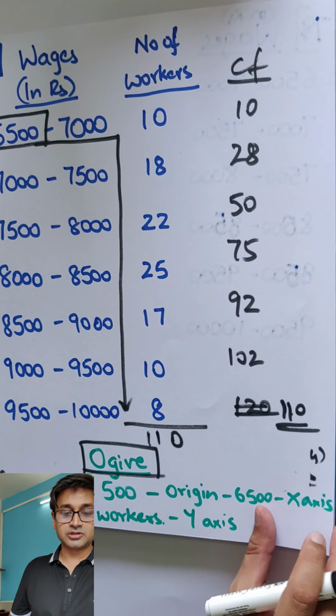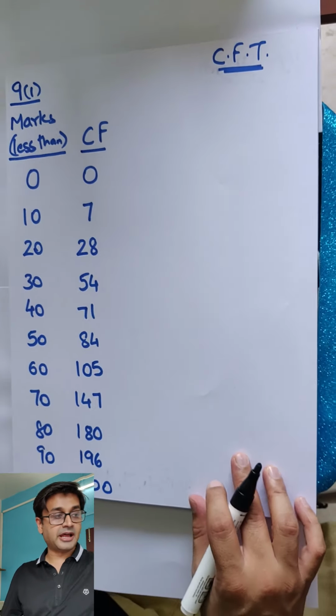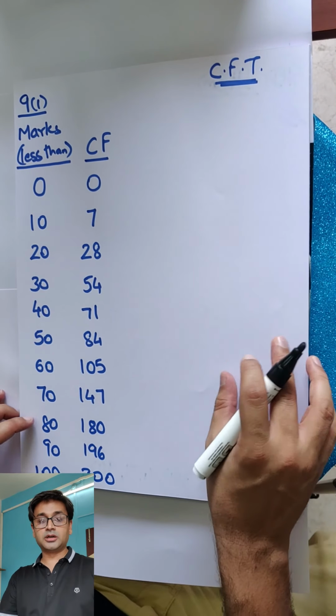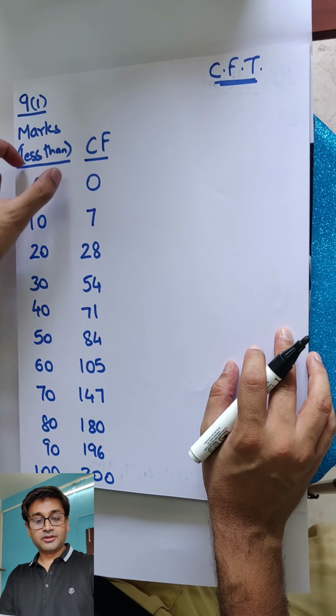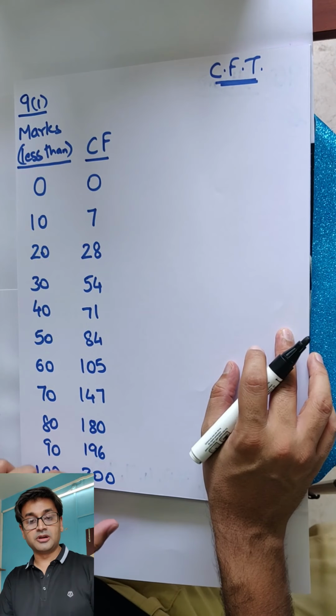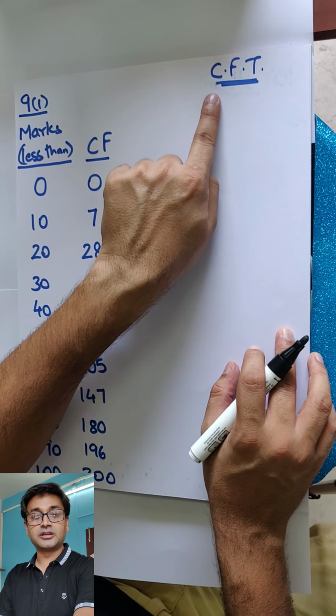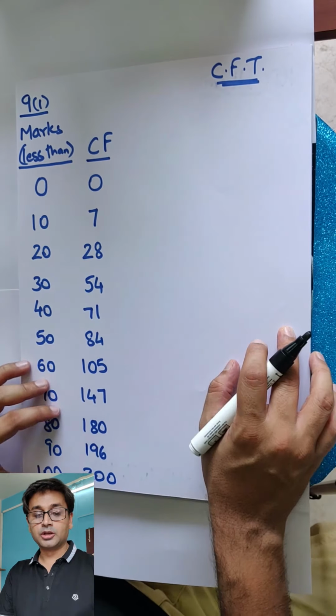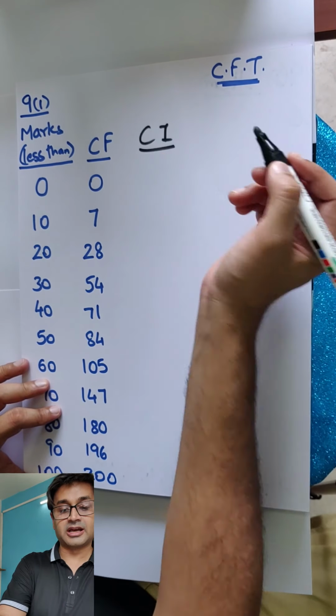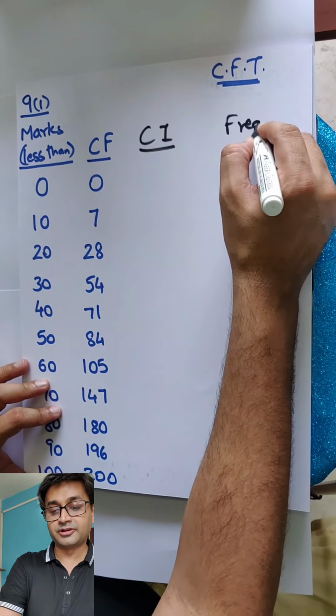Let's go with the last question. Sum number 9 part 1. Now here they are not asking you to construct anything. They have given you the marks, less than and the cumulative frequency. They are asking you to get the cumulative frequency table. Cumulative frequency table means get the class interval and get the real frequencies.